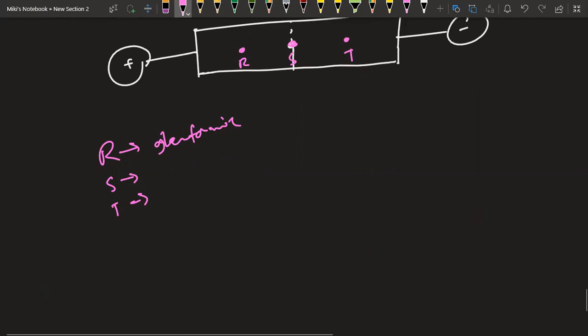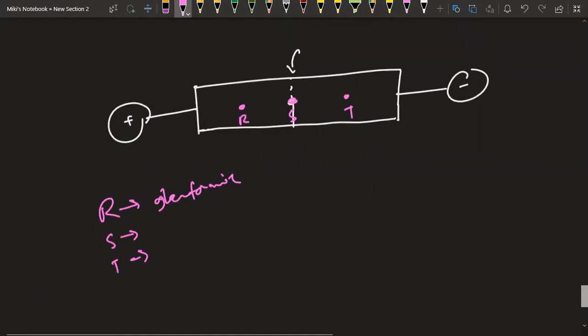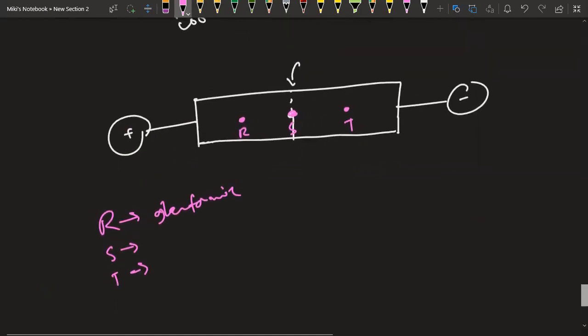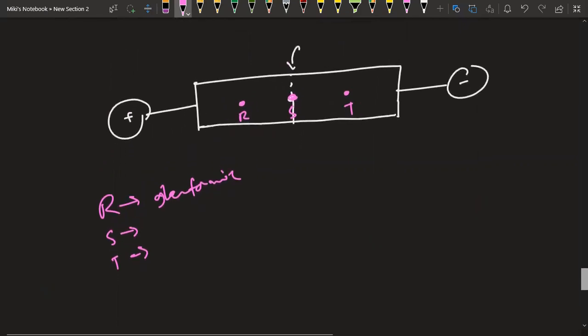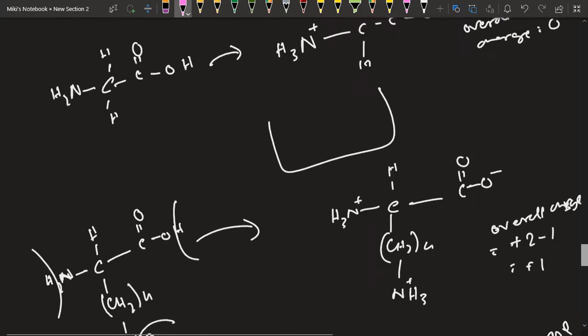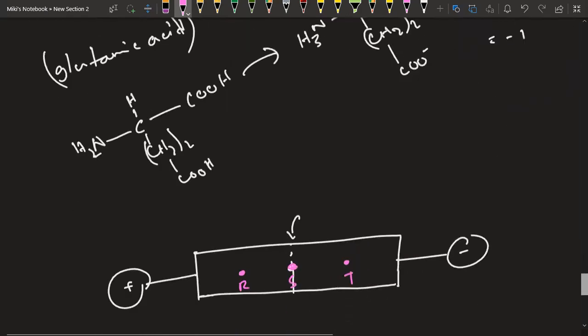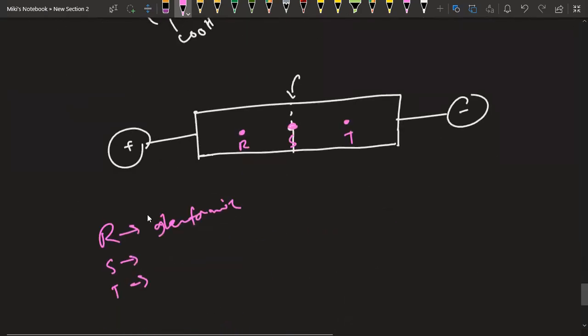What should S and T be? S is in the middle. That means where the sample was placed. That means both positive and negative terminals won't have any effect. That means this is neutral. So we have an overall charge of 0, which is our glycine. That means S is glycine.